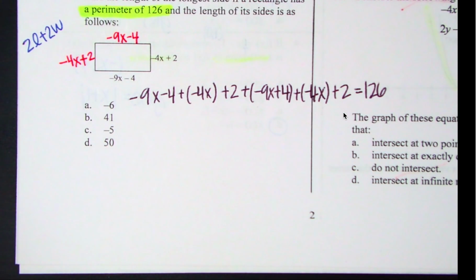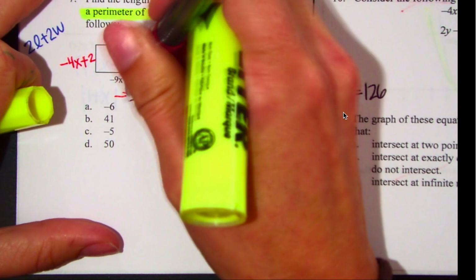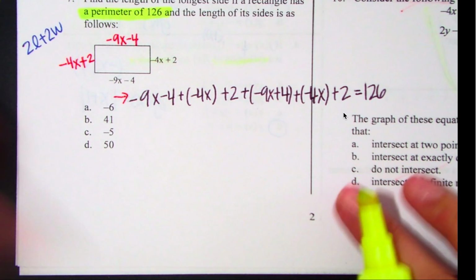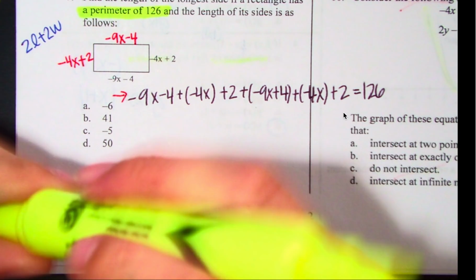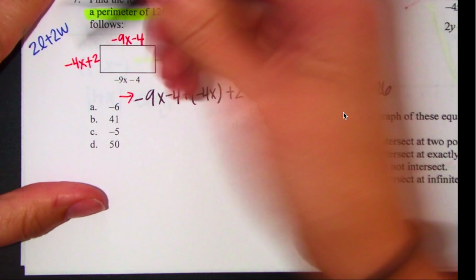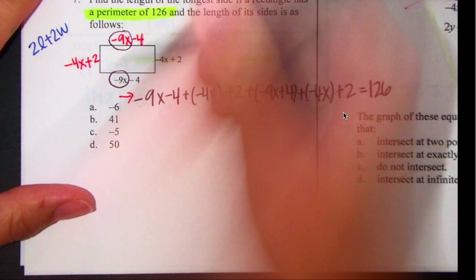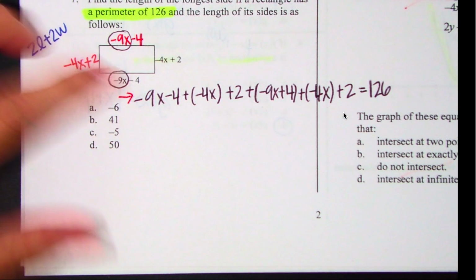So I teach my kids to just not even write this equation. Like this one that I just wrote, maybe we don't even need to write that. That's too much writing and it gets confusing, especially with the negatives. So if we just look at this figure, we're going to add the x terms together. So it's going to be negative 9x and negative 9x to give us negative 18x.